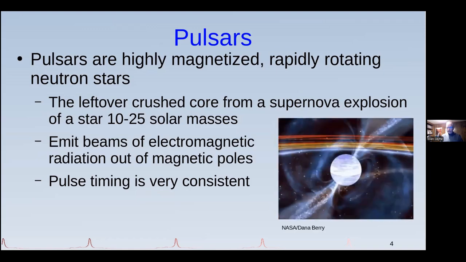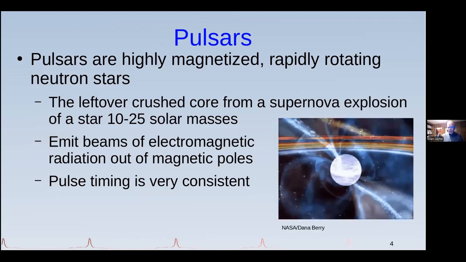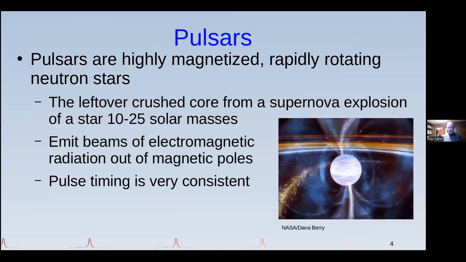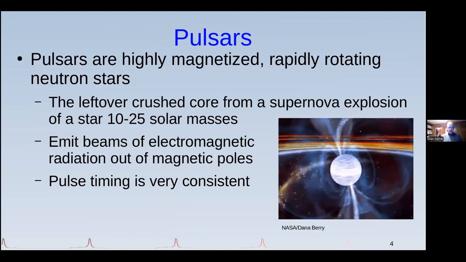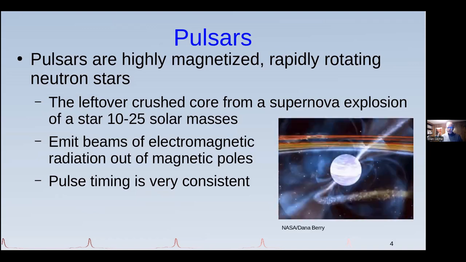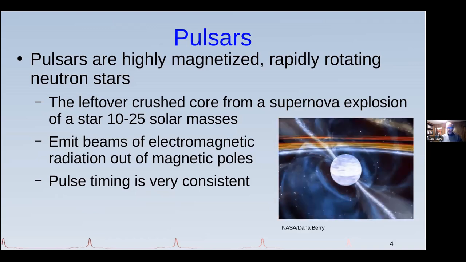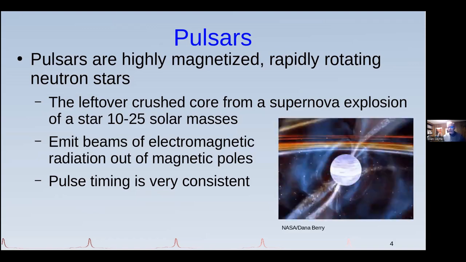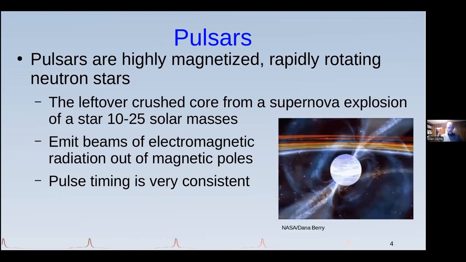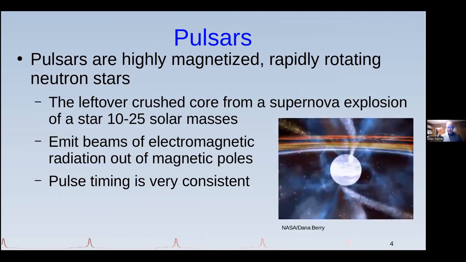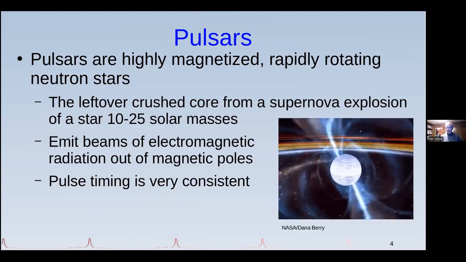If the star started out with 10 to 25 solar masses, it'll end up as a neutron star. If it was more massive, it goes the final step down to a black hole. So a neutron star is just one step away from a black hole. They're exotic. They have extreme chaotic magnetic fields that emit beams of electromagnetic radiation, and that's what we pick up as the radio waves.